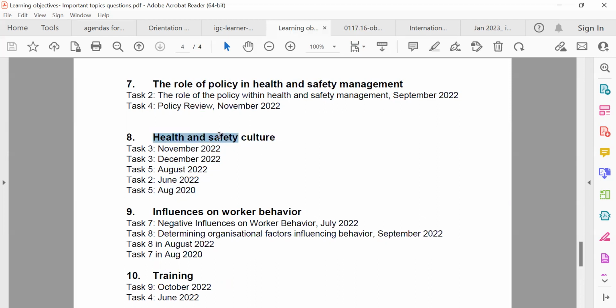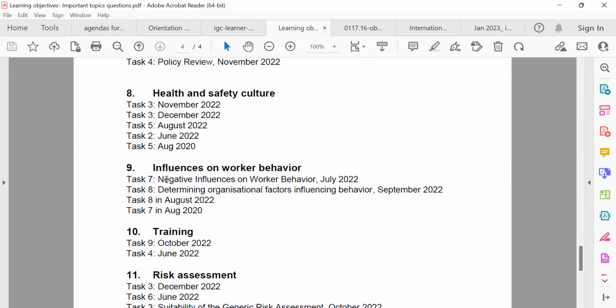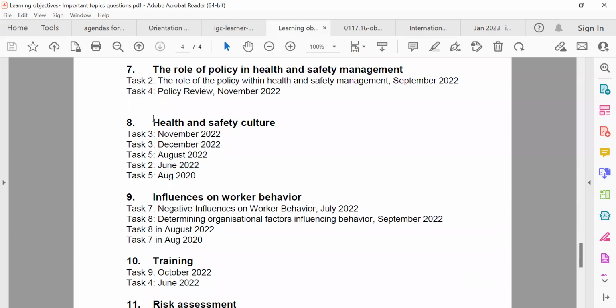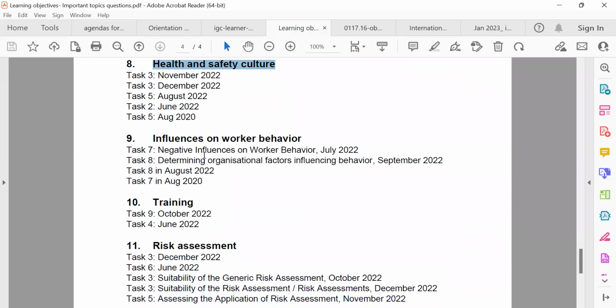Sometimes it is asked for 25 marks, that is a quarter of your total marks, and sometimes it is asked for 15 marks, sometimes for 10 marks. So you can have a very close look at this topic. It's quite easy, it's very simple to get full marks on this question.